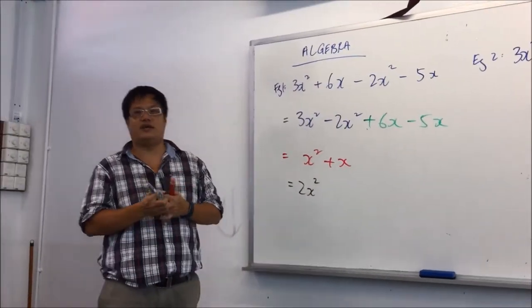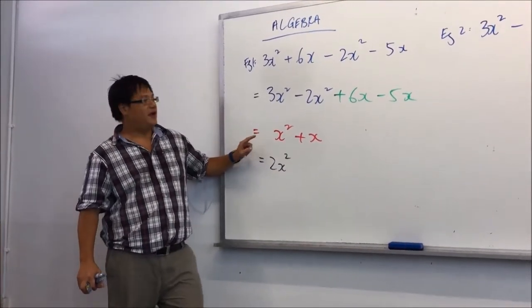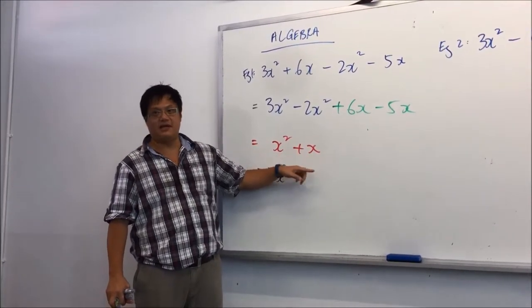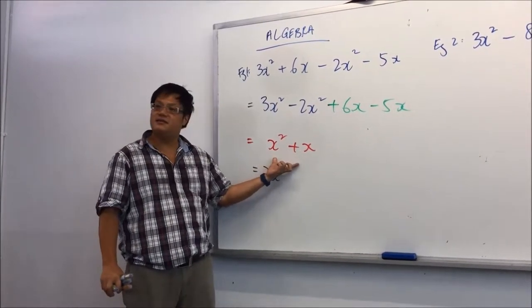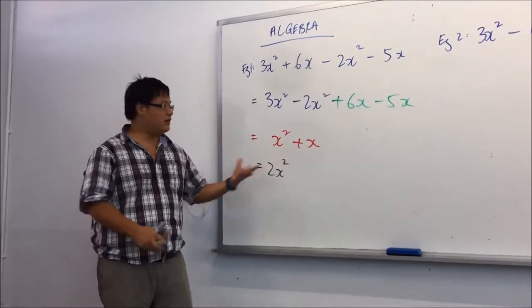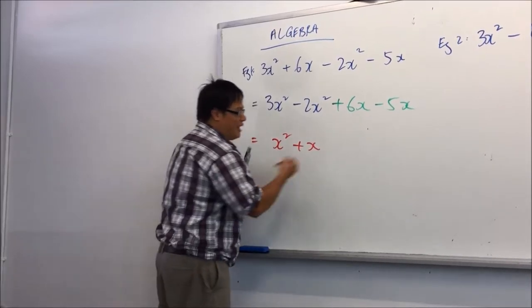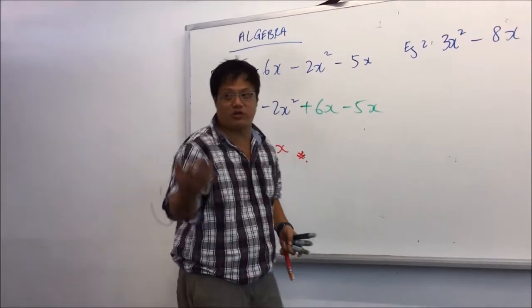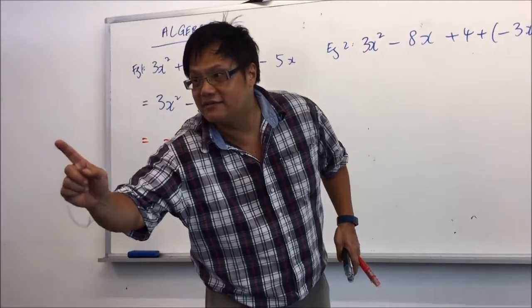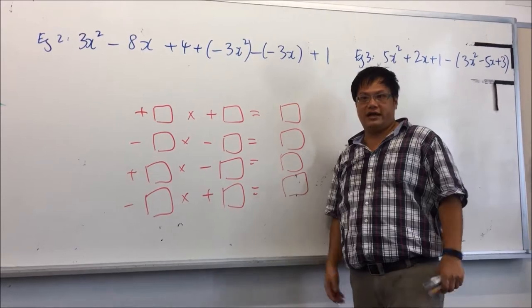Okay, let's check our understanding. X squared is one family. X is one family. Are they like terms, Diana? Gaya, are they like terms? No, they're not like terms. So can you add them? No. So the answer is x squared plus x. That was a trick question, right? I tricked you, right? Diana, understand? Don't be tricked, okay?